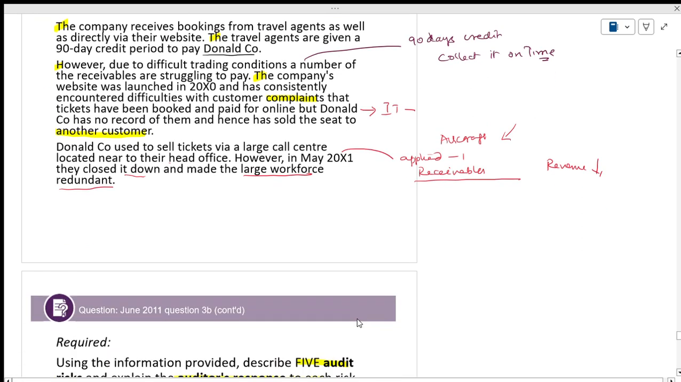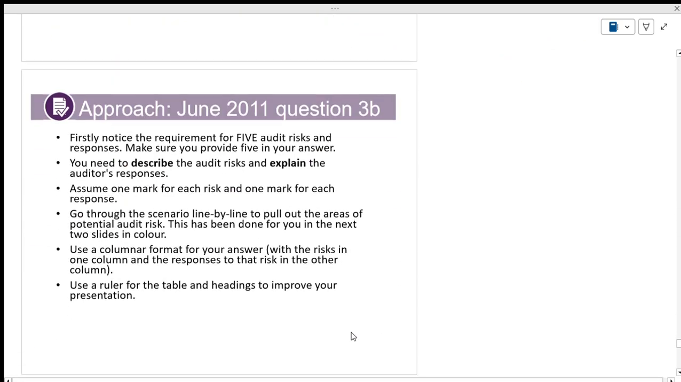Now, I will explain, and in the next class we will do it. In the first, notice the requirement: 5 audit risks, and make sure you provide 5 in your answer. You need to describe and you need to explain. One sentence for the point and you have to explain it. Assume 1 mark for each risk and 1 mark for response.